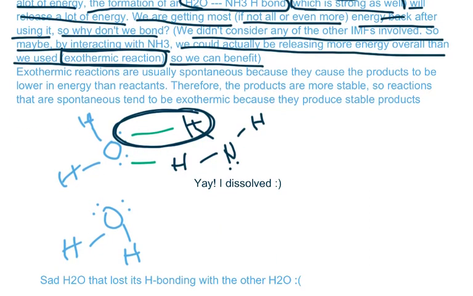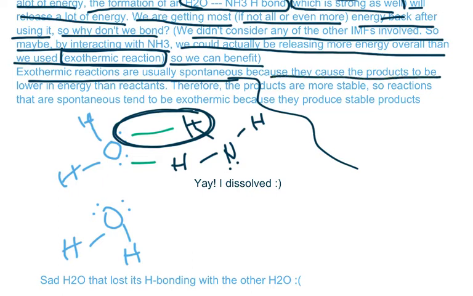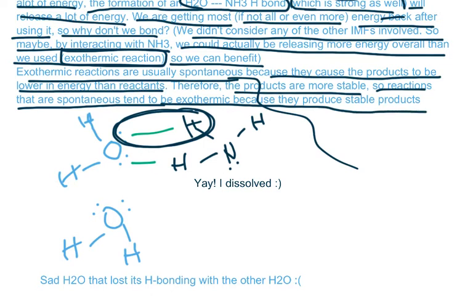Now, you might be wondering, why would breaking bonds here and forming them here be beneficial if it's exothermic? Well, exothermic reactions are usually spontaneous, and another word for spontaneous means that the reactions work and go forward. And exothermic reactions are spontaneous because they cause the products to be lower in energy than the reactants, because that's what exothermic means. It means that the compound loses energy and releases that energy, and the resulting stuff has less energy than it did before. So because the products are lower in energy, they are typically more stable. So reactions that are spontaneous tend to be exothermic because they produce stable products.